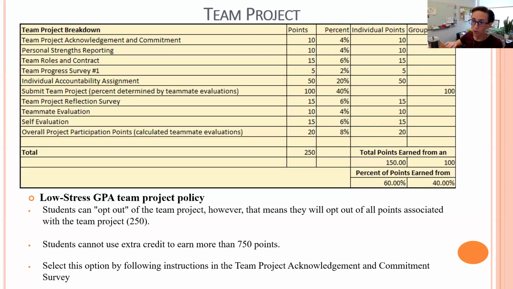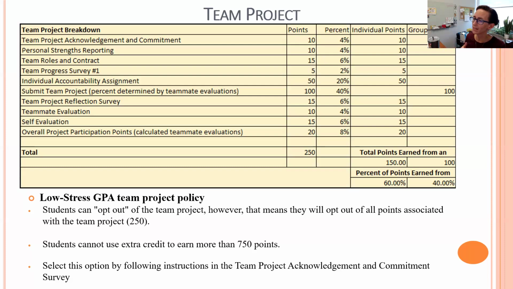So if you're in a tight spot and you know that you're not going to show up for your team and you know that you can't do this, let's just admit it to ourselves now. There's no shame in it, and sign up for the low stress GPA policy. What that means is you will just opt out of the team project and you will not earn those 250 points. That's all that means. There's no stress. There's no shame in this. Let's just call a spade a spade and know what's going to happen.